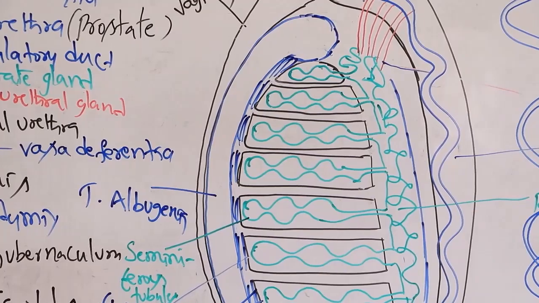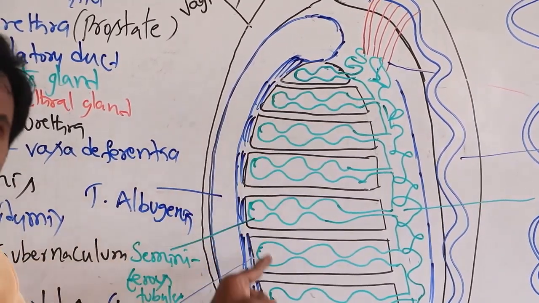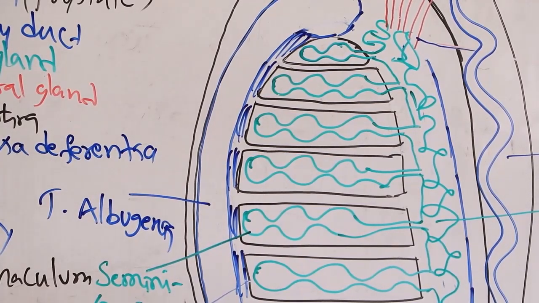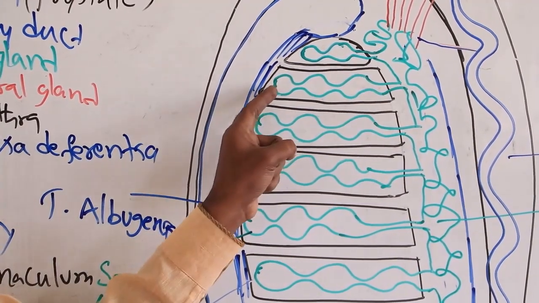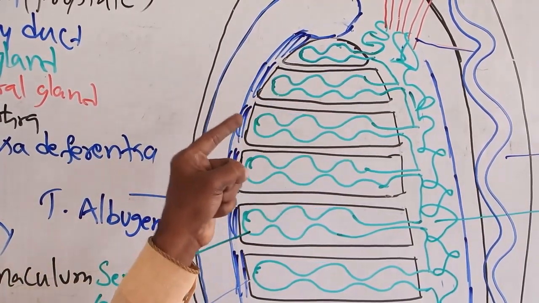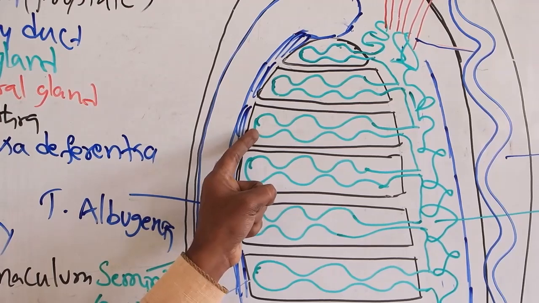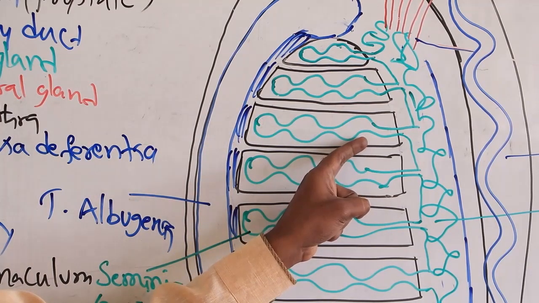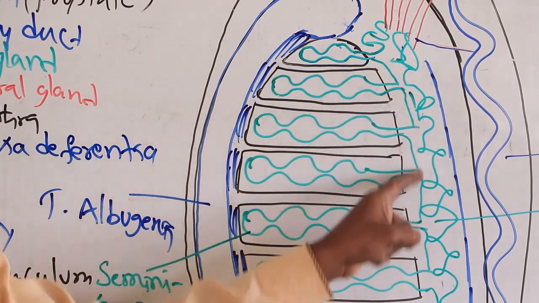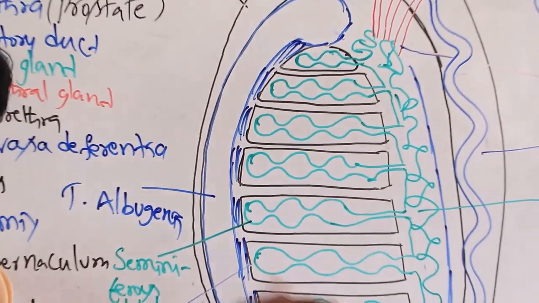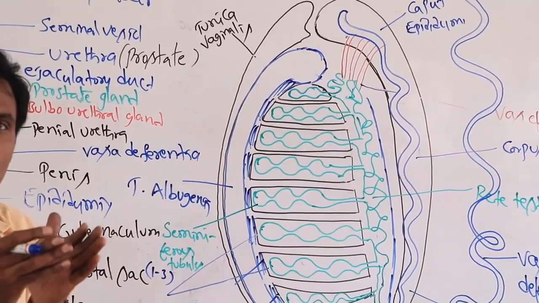Then in each and every testis, one to three seminiferous tubules are present inside, shown in green color, like 1, 2, 3. One side of a seminiferous tubule closes, and on the other side it arises and forms a small ductus. All these ductus of the seminiferous tubules collectively form a duct.